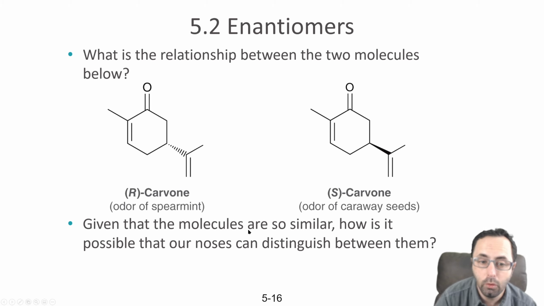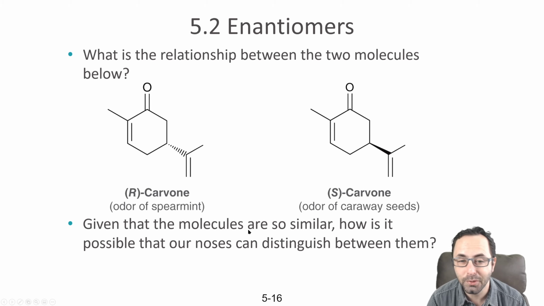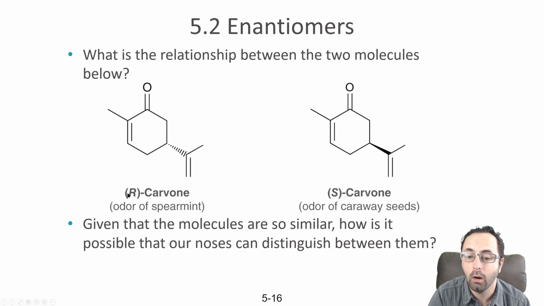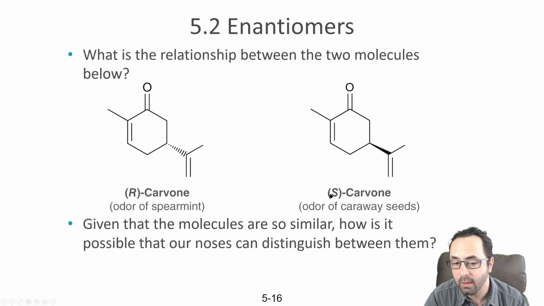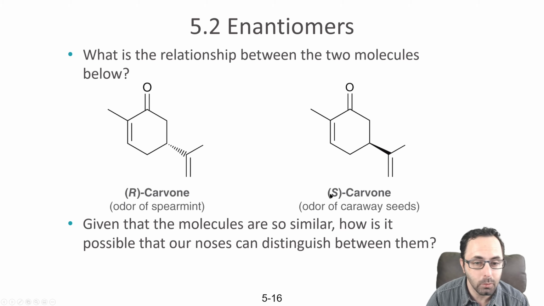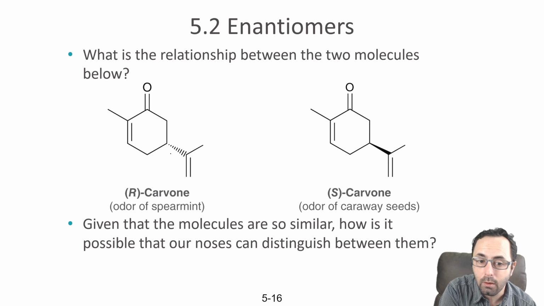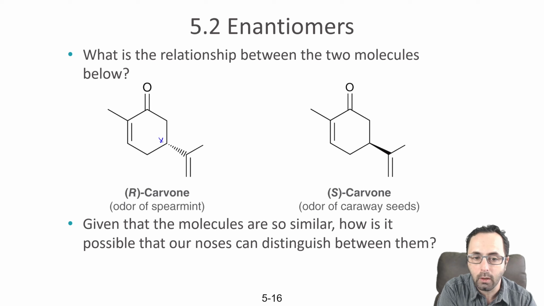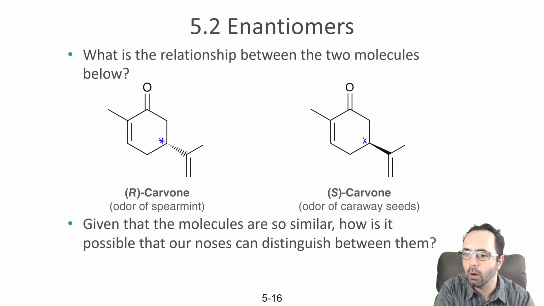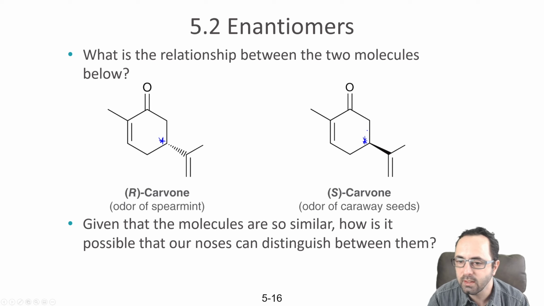So here are two very common examples of molecules that are enantiomers of one another. R-carvone and S-carvone. Notice this designation, R and S. This is going to be the way that we designate two enantiomers of one another. And for each chiral carbon, we'll have to state whether it has an R or S designation. In this molecule, there's only a single chiral carbon. That's the one right here. That's the only one that is attached to 4 separate groups.